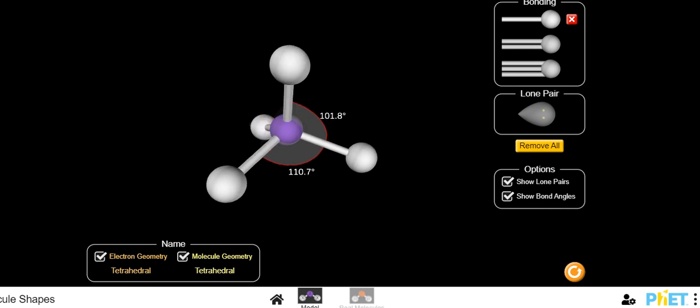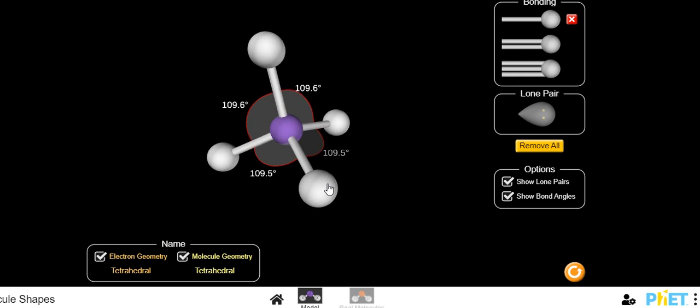Notice all the bond angles are identical. They move around when I pull on them, but they're all 109.5. And we have 4 electron domains, and they're all bonding domains.